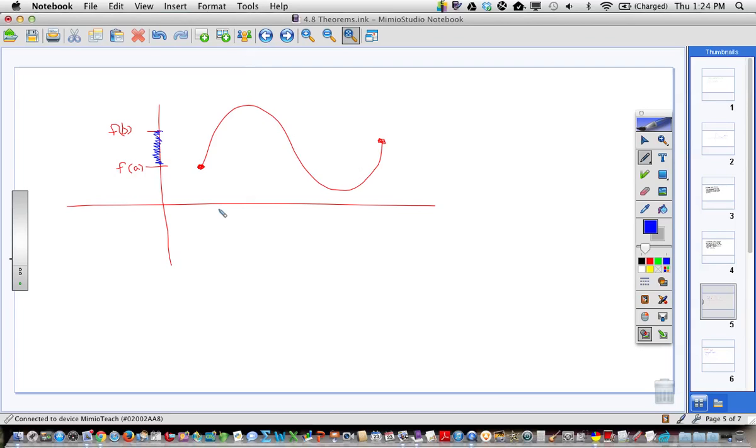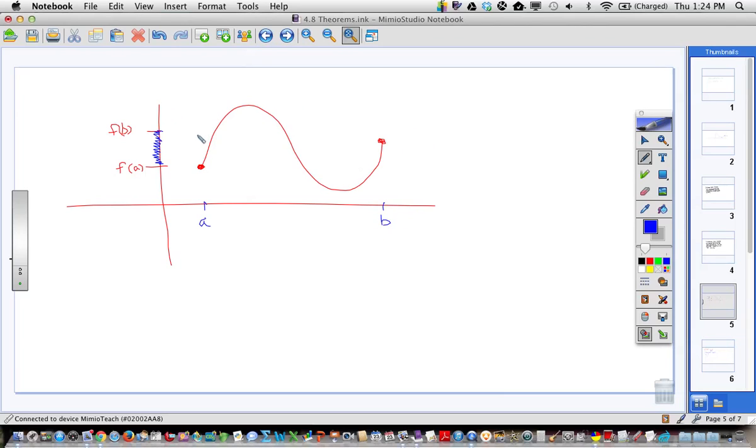Now it's important to understand here, and this is one of the places people get confused on this theorem, is they think that it means between the high and the low. It does not. This doesn't have anything to do with the max and the min in this problem. Okay? k is any number between f(a), the starting point, and f(b), the ending point. It says, then there exists some c in between a and b where the output is equal to that k value.